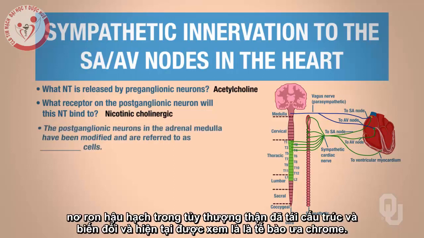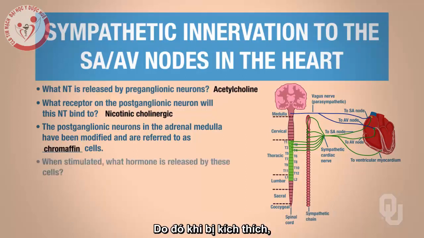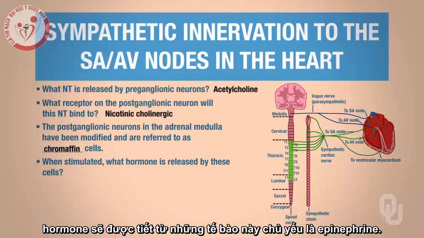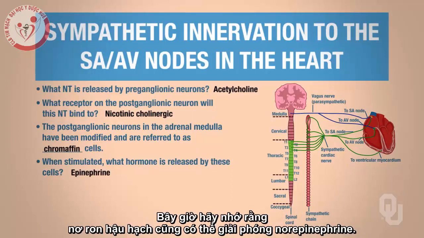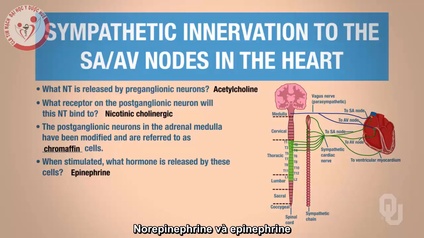Now keep in mind that the postganglionic neurons in the adrenal medulla have been modified and are now referred to as chromaffin cells. So when stimulated, the hormone that is released from these cells is primarily epinephrine. Keep in mind that the postganglionic neuron can also release norepinephrine.